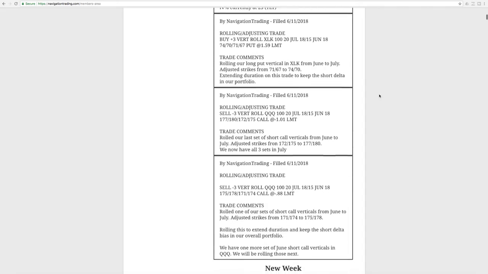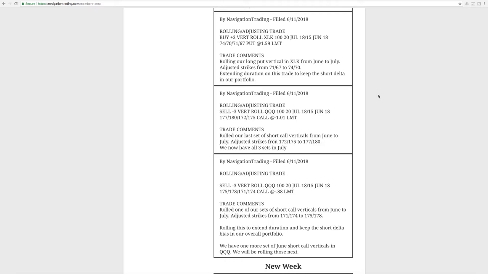I continued our rolls and adjustments into this week as expiration winds down. Let's start with the QQQ. We had back-to-back vertical rolls where we were simply rolling from June to July and then adjusting the strikes appropriately to get us back to where the trade is fairly centered. So we had two of those right in a row.